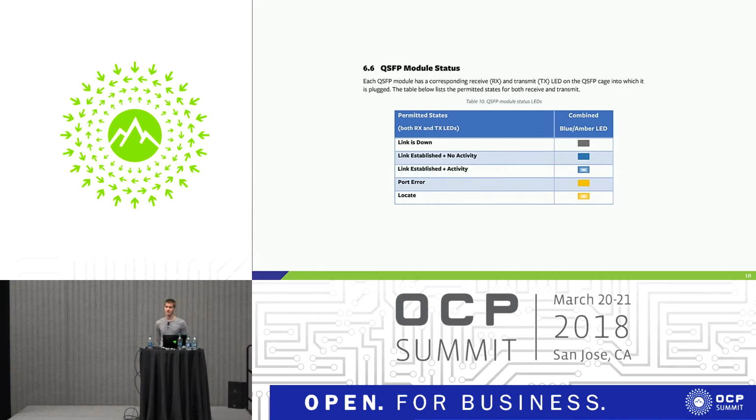And then let's say you're trying to identify a particular port because maybe you want to upgrade or there's something wrong with one of the cables. You can punch in locate, and sure enough, it'll flash amber, and that's how you find a cable.